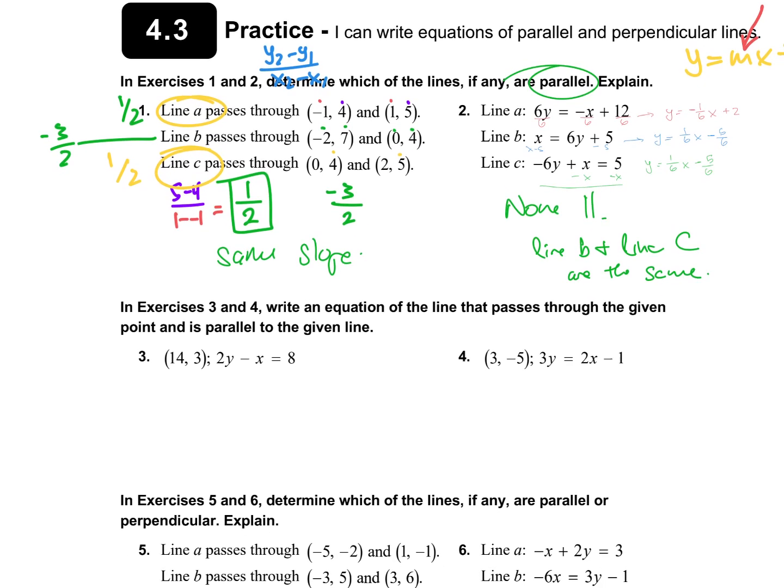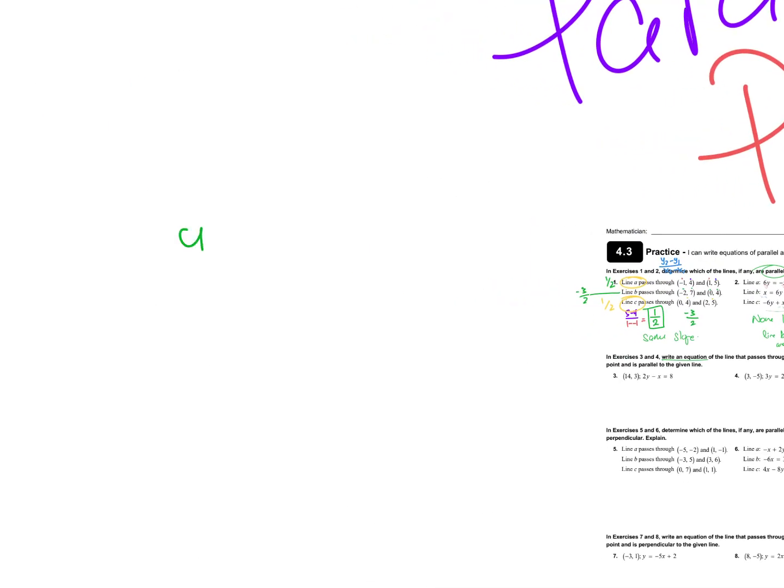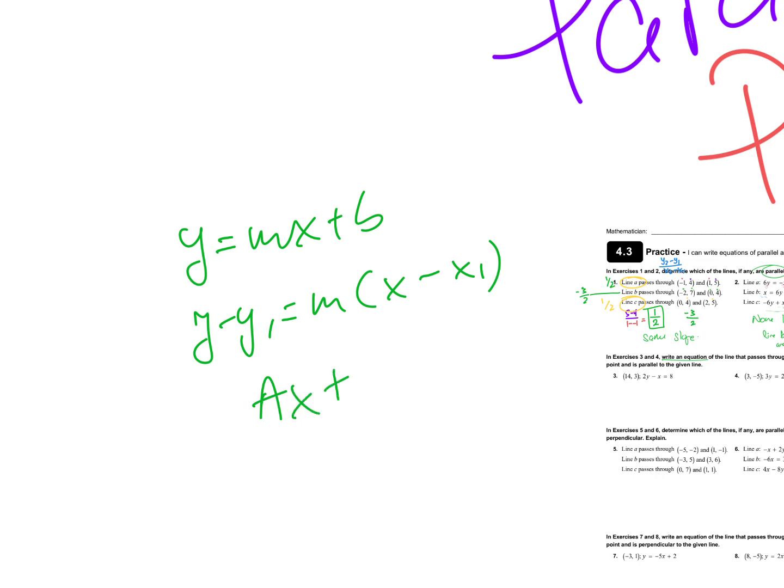Number 3 and 4, write an equation of the line that passes through the given point and is parallel to the given line. So you're going to see me give some multiple answers here, because all it says is write an equation. It doesn't say it has to be slope-intercept form, so it could be this form, it could be this form, it could be this form. But we just took a quiz where you were allowed to do this form, or this form, and not a single one of you chose that form. And that makes perfect sense.